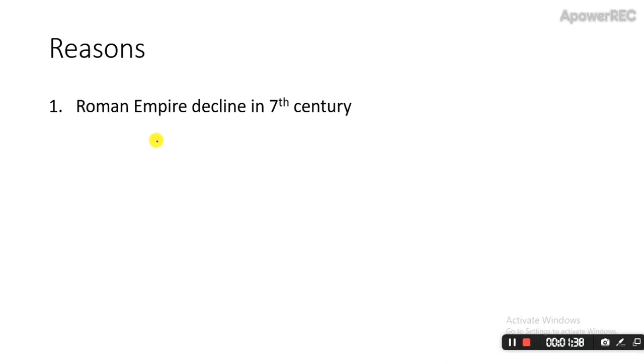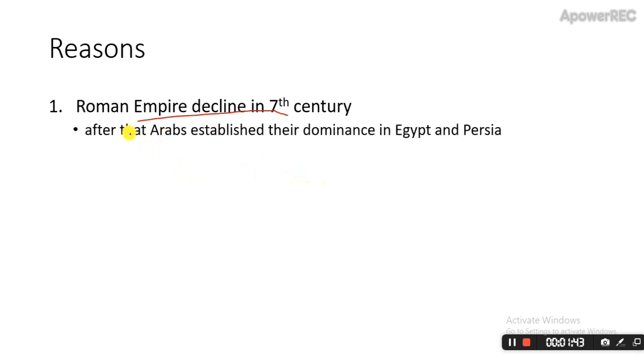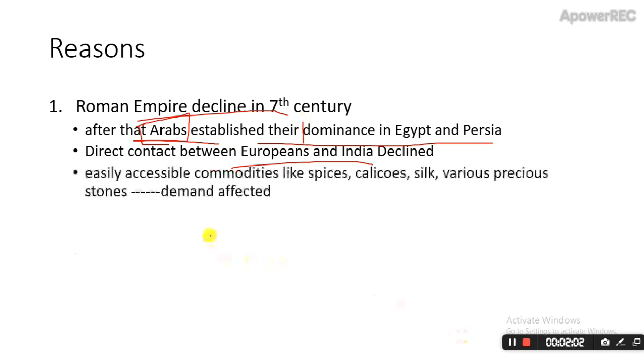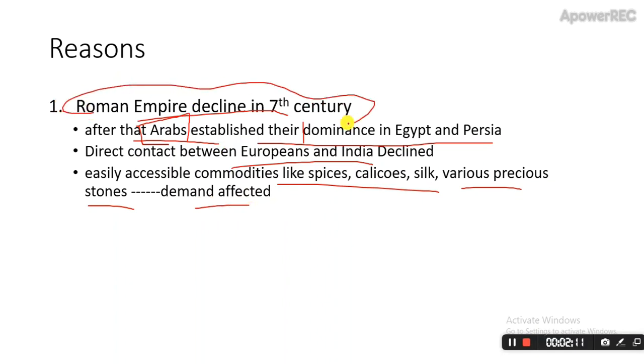First was the Roman Empire's decline in the 7th century. After that, the Arabs established their dominance in Egypt and Persia, which was the main trading route. So direct contact between Europeans and India declined, because the Arabs acted as intermediaries and earned so much profit through this. Third is that easily accessible commodities like spices, calico, silk, and various precious stones, and their demand was affected because the Roman Empire declined in the 7th century.